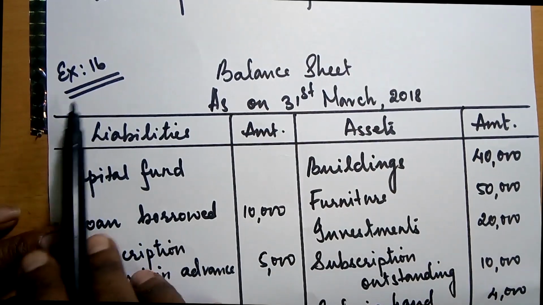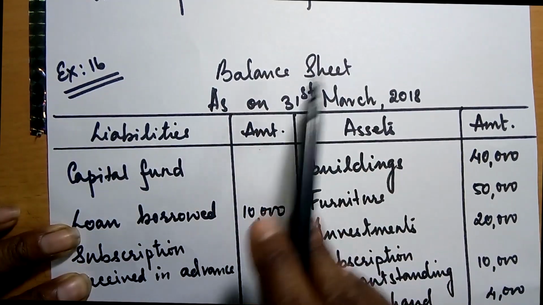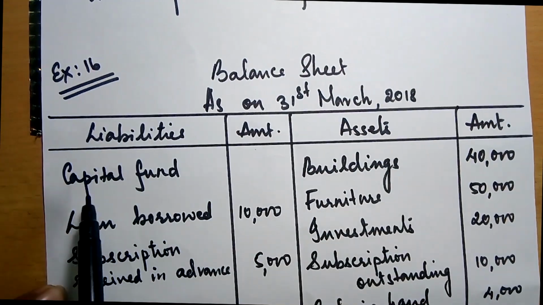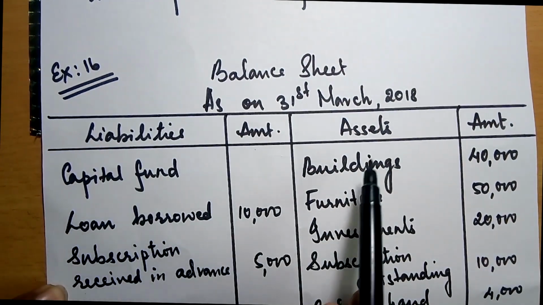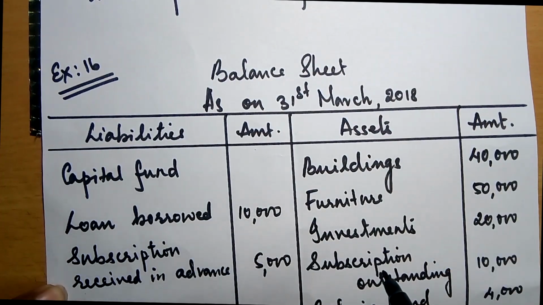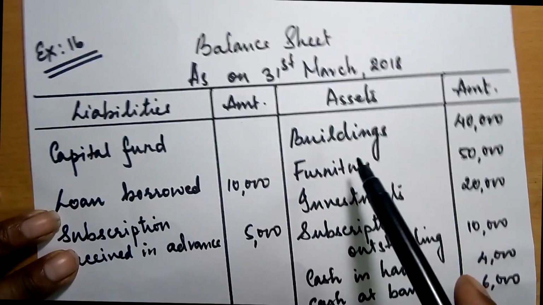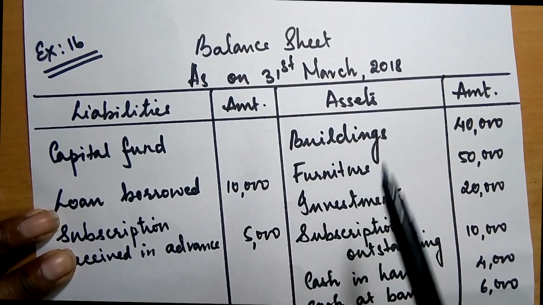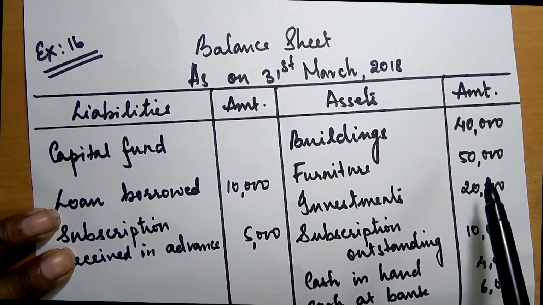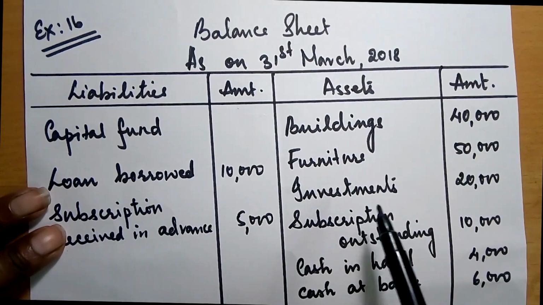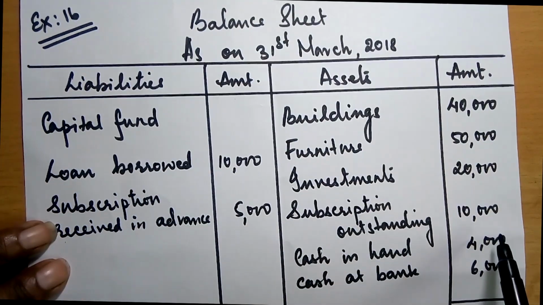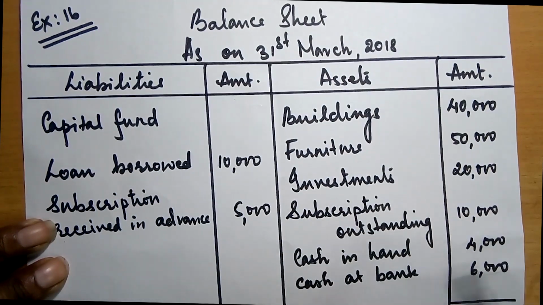Illustration 16. On top we write balance sheet as on 31st March 2018. We have the liability side, amount column, asset side, amount column. Now let's look at the asset side first. Buildings 40,000, because all the assets will come in the asset side. Building is an asset. Furniture 50,000 is an asset. Investment 20,000. Subscription outstanding 10,000. Cash in hand 4,000. Cash at bank 6,000.